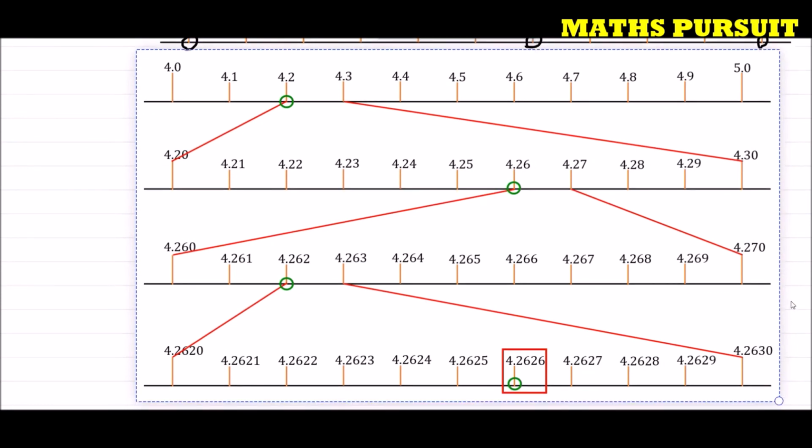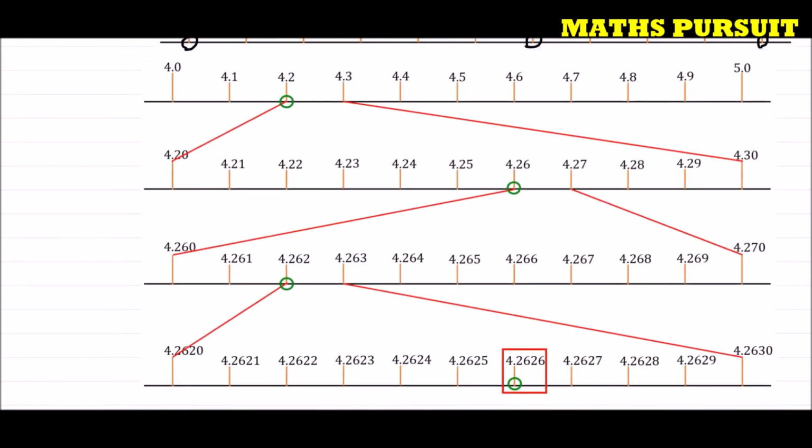Now, as I told you, there are 4 number lines. This is our first number line, this is our second number line, this is our third number line, and this is our fourth number line. You could see the rounded green points. In our first number line we show 4.2, and this 4.2 falls in between 4.0 and 5.0. This is what we very well know.